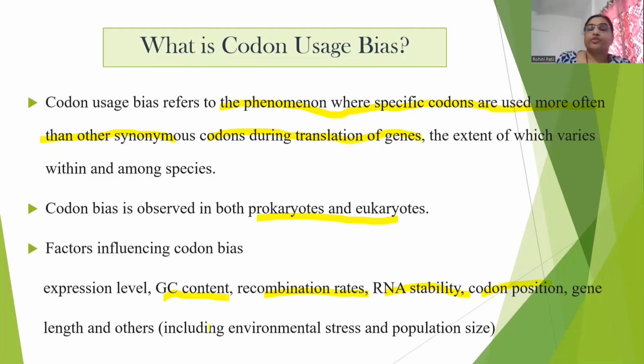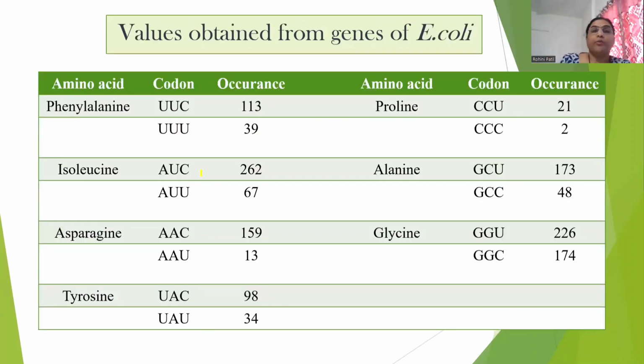Now, in the definition, we have seen that specific codons are used more often than other synonymous codons. Here when you look at this table, there is the amino acid phenylalanine, and the codons UUC and UUU, which encode the phenylalanine in E. coli. So the phenylalanine has the two codons UUC and UUU. Now how often does each occur? UUC occurs 113 times, and UUU occurs 39 times.